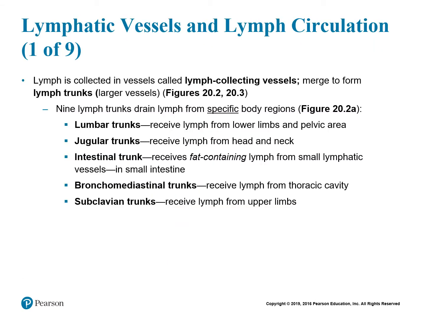Some of these lymphatic vessels are going to come in and form these lymph trunks. And there's a few of them in the body. The lumbar is the one that's coming from the limbs and pelvic area. The jugular is going to come from the head and neck. The intestinal is going to be coming from the small intestine, of course. And the bronchomediastinal is going to come from the thoracic cavity. You have a couple of others like the subclavian, which is coming from the upper limbs.